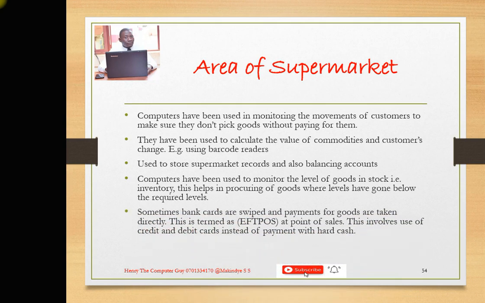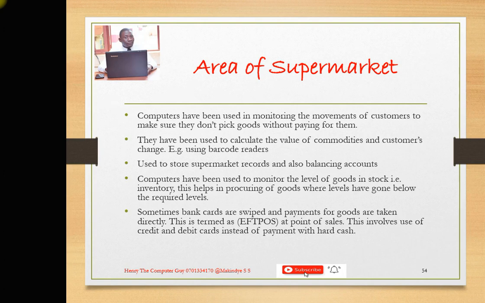We come to another point. They're telling us that sometimes bank cards are swiped and payments for goods are taken directly. This is termed as EFT POS, Electronic Fund Transfer Point of Sale. This involves use of credit cards and debit cards instead of paying with hard cash.